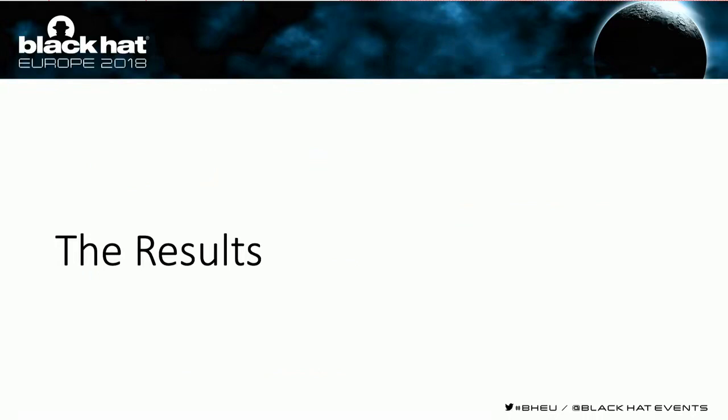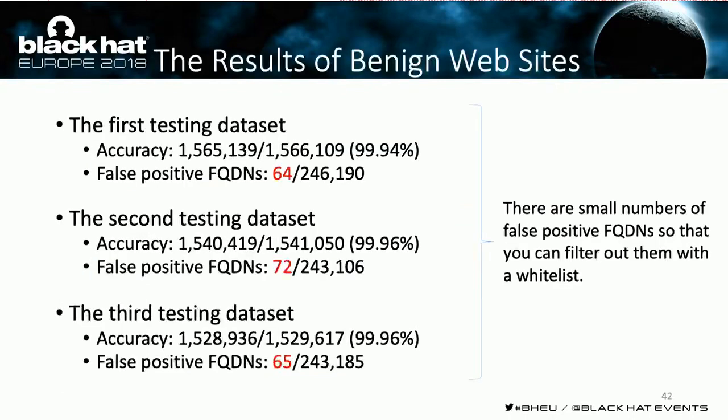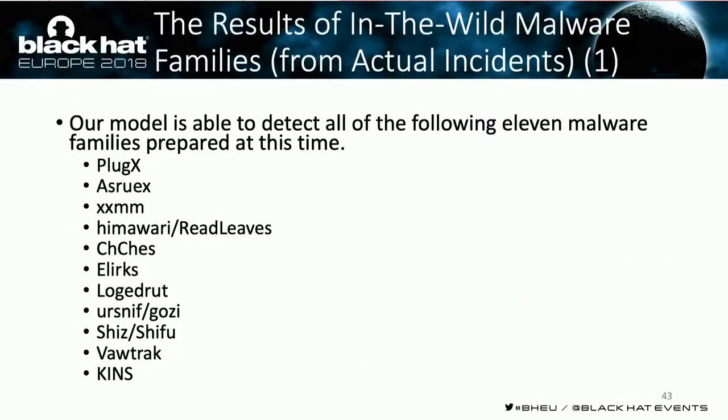Okay, now let me explain the results of our models for testing datasets. First, this is the result of benign websites. It's high accuracy as well as low false positives here and here. We can filter out false positive FQDNs with a whitelist because they are small numbers. Next, for malicious samples, our model was able to detect all 11 malware families.